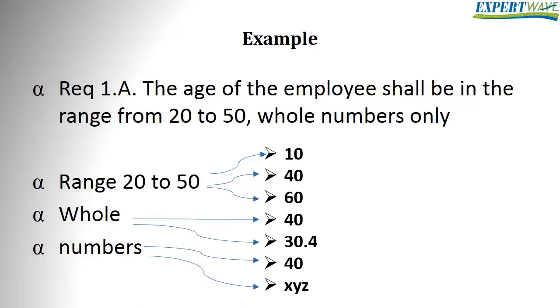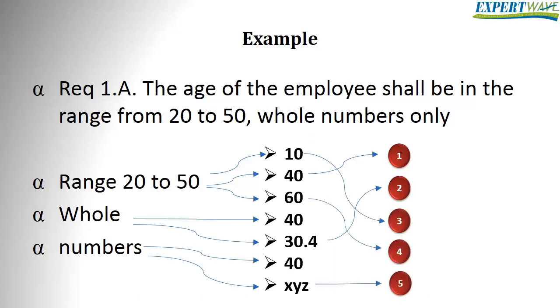In my opinion, and you might not agree with me fully about this, I would say 40, then 30.4, then 10, then 60, then XYZ. It doesn't matter if you thought different. It could actually be different depending on the context of the software. Remember this testing principle? Testing is context dependent?